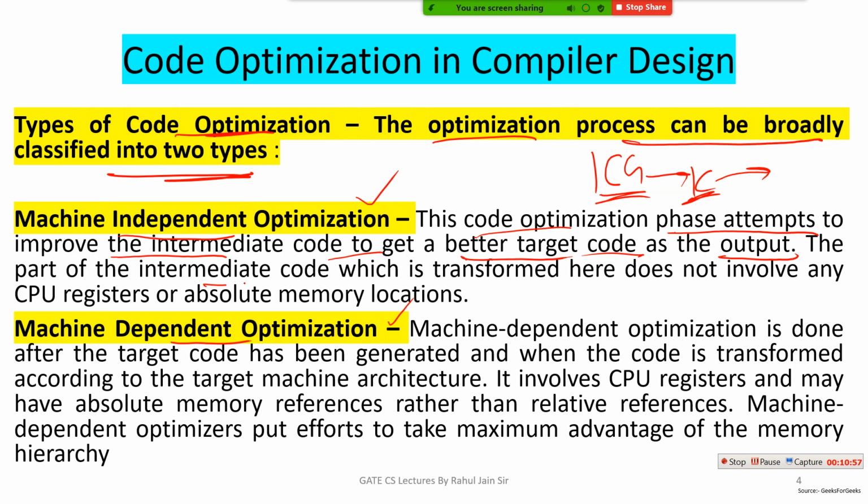The part of the intermediate code which is transformed here does not involve any CPU registers or absolute memory locations. So in machine independent optimization, the transformed intermediate code will not involve any CPU registers or absolute memory locations, right? Because these codes are independent of machines, whether you use Linux, Windows, or anything like that, right?